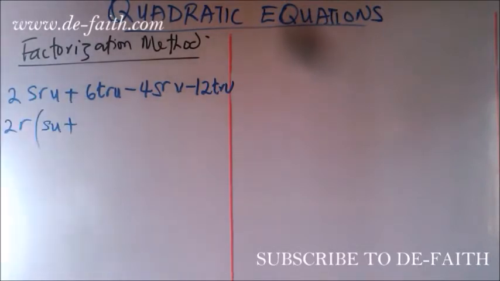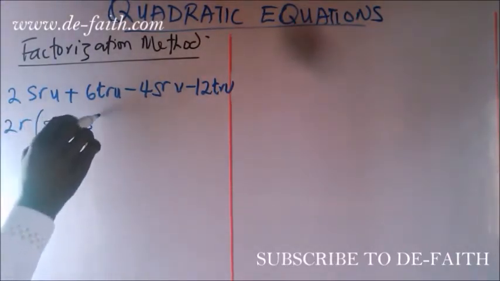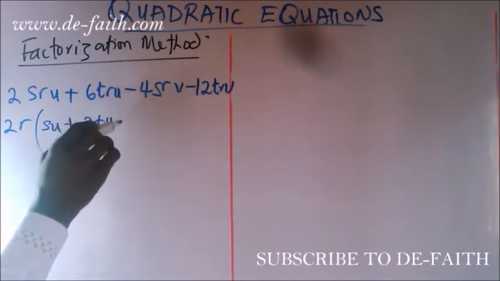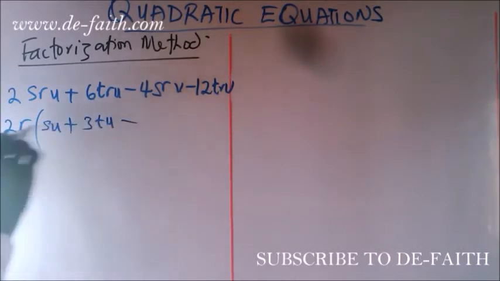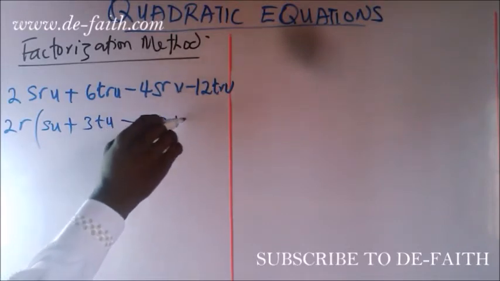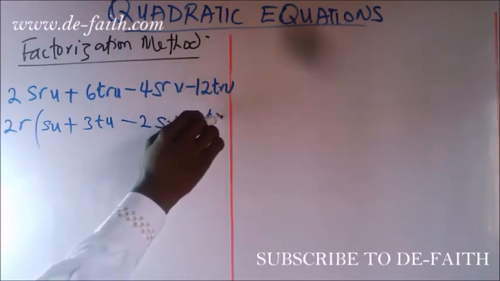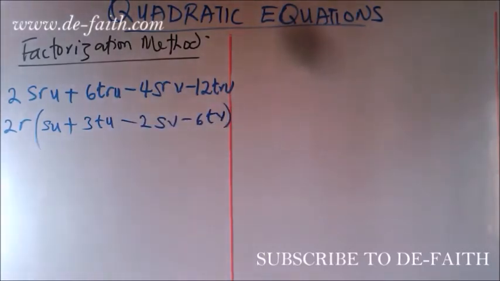When we bring out 2 from 6, that's 2 into 3. We have 3 left. Then we have T and U. And then we have minus 2 into 2, that's 4, and then we have SV. Then minus 2 into 6, that's 12, TV. That's what you have left there.